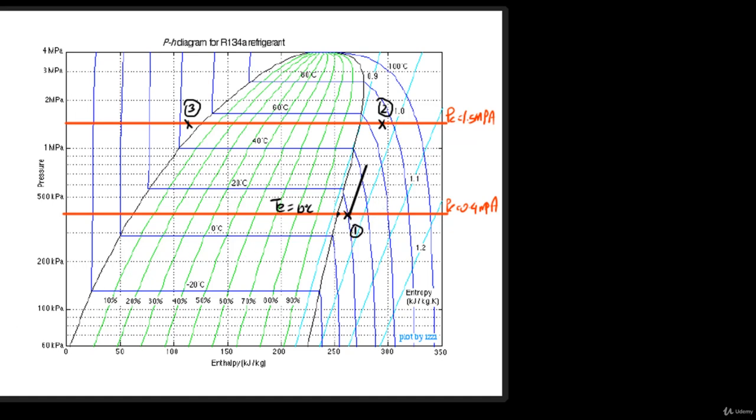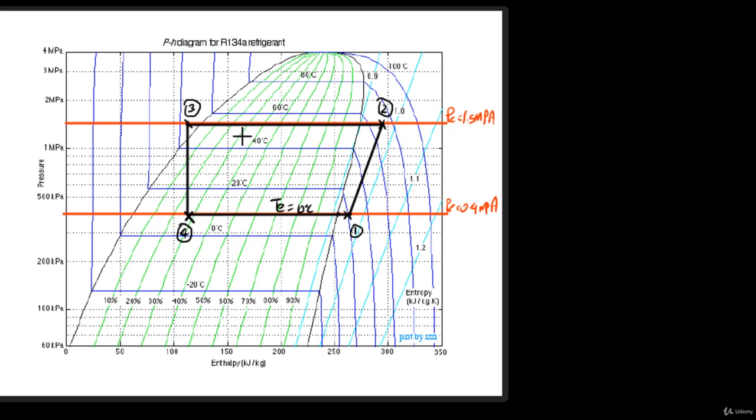Once you're very familiar with the methods, you can actually draw out the pH diagram very fast. It's very, very easy. So now this is your completed diagram. Instead of looking like this, which is quite flat, now it becomes this, which is a bit fatter. The gap is wider between the evaporating line and condensing line.